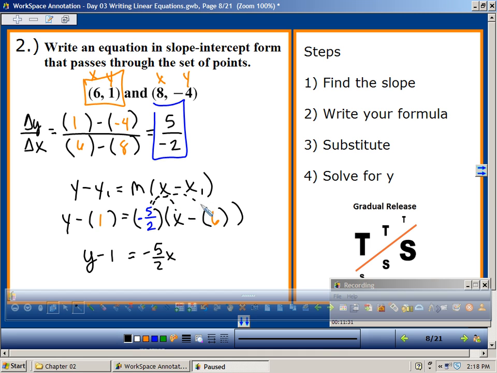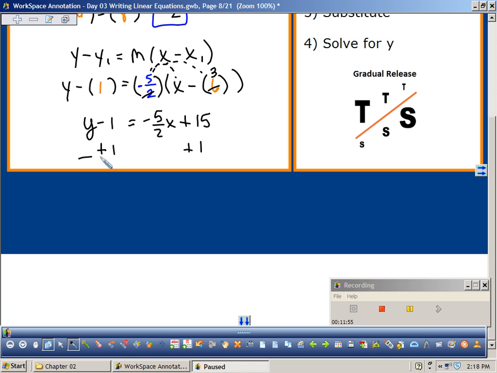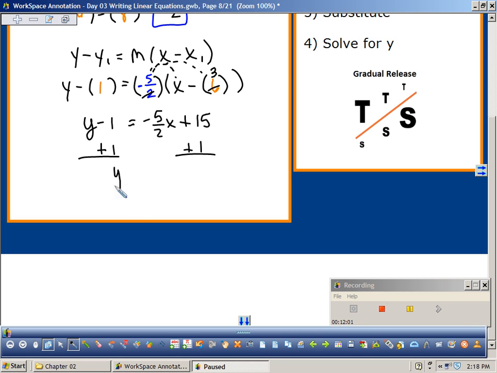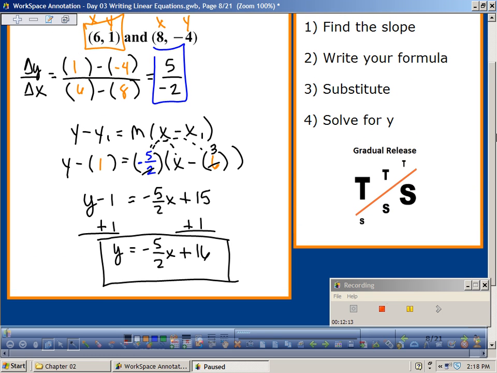I'm going to be really careful here because I've got a negative 5 halves times a negative 6. 2 cancels, 6 cancels. What do I have left over? 3. Negative 5 times negative 3 is positive 15. Add 1 to both sides. Give myself a little tiny bit more room here. Y is equal to negative 5 halves x plus 16 in slope-intercept form. Go ahead and copy that down.